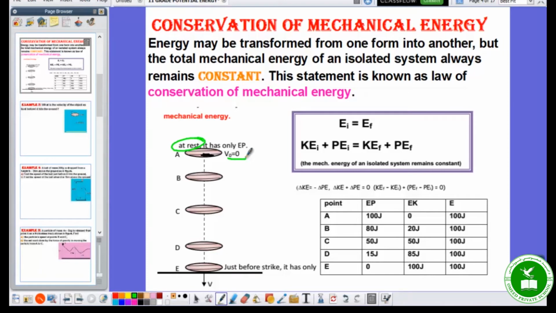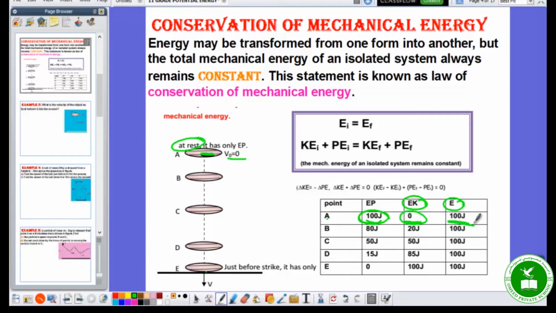Now let's see this table. You see kinetic energy is 0 at level A. What about potential energy? This object has potential energy. How do we know it has potential energy? We know because it has a height from the ground. If it has height from the ground, then it has potential energy. Let's assume it has 100 joule potential energy. Now, if we add this potential energy and this kinetic energy, it becomes the total mechanical energy of this object. So the mechanical energy of this object is 100 joule.